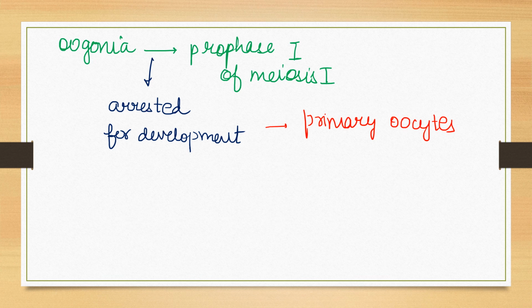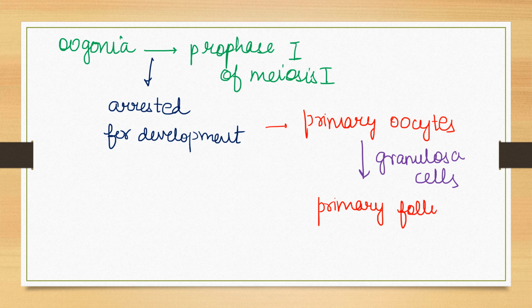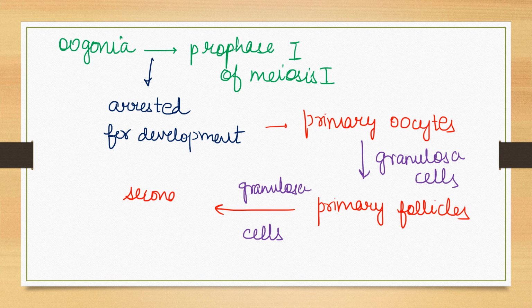अब क्या होता है इन primary oocytes पे, they are surrounded by a layer of granulosa cells and they are known as primary follicles. Now more layers of granulosa cells are added, and they are known as secondary follicles.